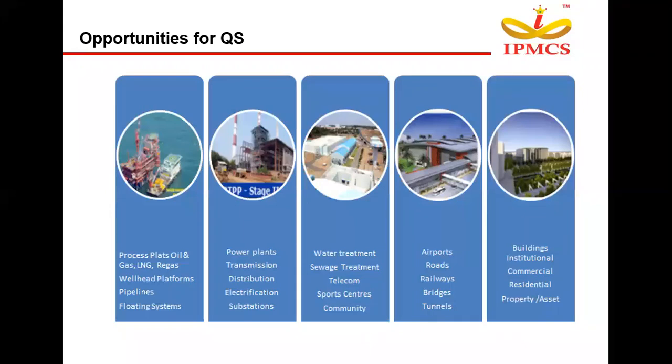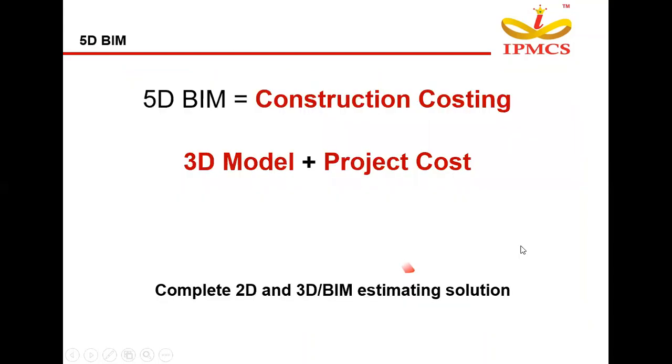Opportunities for QS: they will be designated as a QS in commercial and residential projects, and under infrastructure projects like airports, roads, railways, bridges, tunnels, etc. Environmental projects like water treatment, sewage treatment plants, and other commercial projects like sports centers, community buildings, etc. When we move on to public sector projects, again power plant construction, transmission, distribution, electrification, substation construction, and under oil and gas projects like pipelines, floating systems, etc. So a QS will have a variety of opportunities in various types of construction projects.